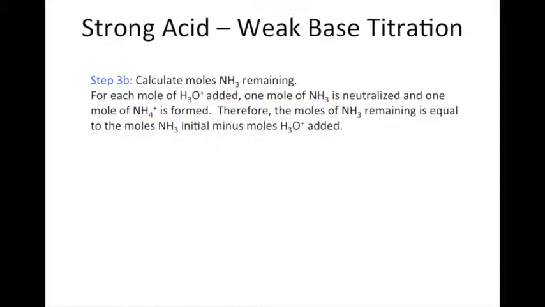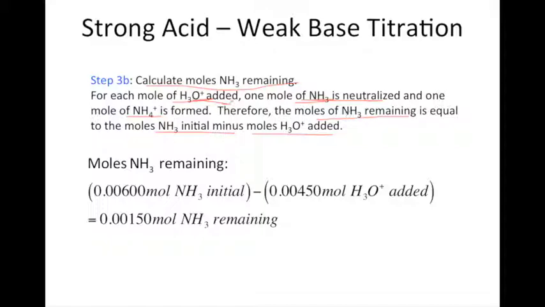Next, let's calculate the moles of ammonia remaining. Remember, we've neutralized some of it. And again, let's look back at our stoichiometry. For each mole of acid that we titrate in, 1 mole of ammonia is neutralized, and that's important. And then, as we said, 1 mole of ammonium is formed. Therefore, the moles of ammonia that are remaining in our flask is equal to the moles of ammonia initial minus the moles of acid added. So we subtract those two in order to figure out how many moles of ammonia are remaining.